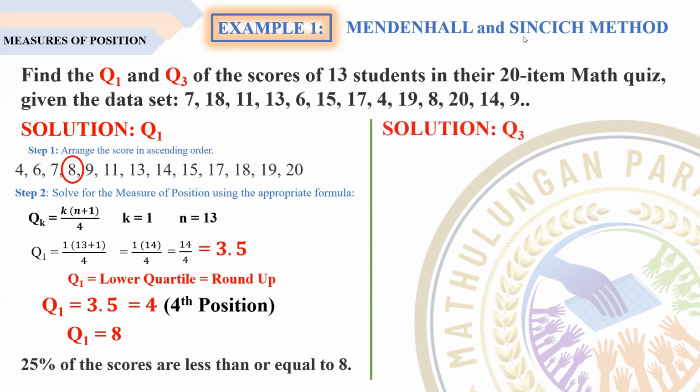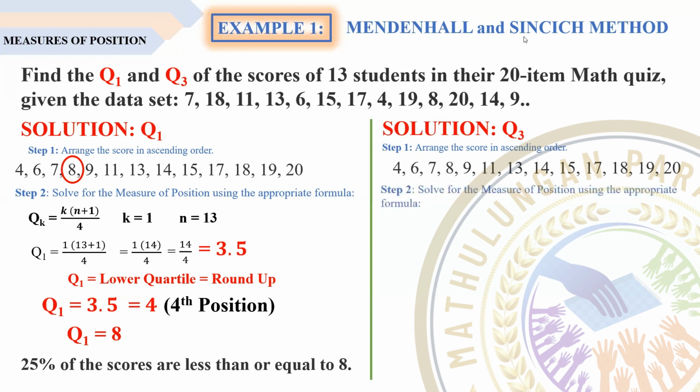Now, let us have our solution for the quartile 3. So, same pa rin yung ating steps na gagamitin. So, using the Mendenhall and Sincich method, first step is we have to arrange the score in ascending order. So, after natin ayusin yung data natin, ang ating kalalabasan ay ito na. We have the 4, 6, 7, 8, 9, 11, 13, 14, 15, 17, 18, 19, and 20.